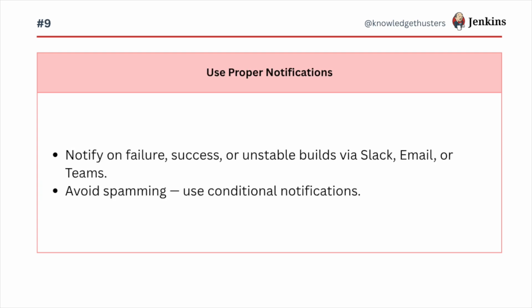So next is always use proper notification. So let's say if the build is a success or a failure or any unstable build, then make sure that you send a notification, be it via Slack, email or Teams, and make sure to include the proper members who are there.